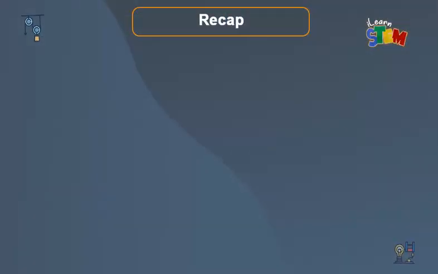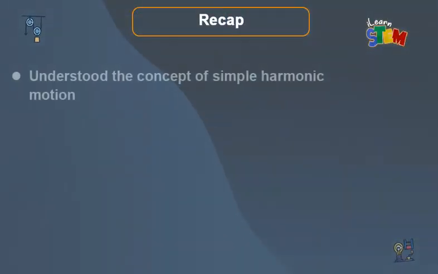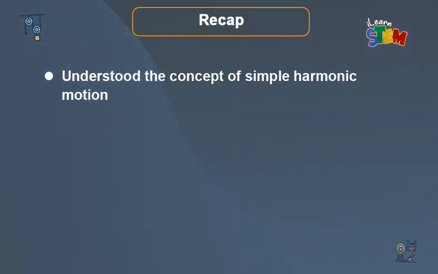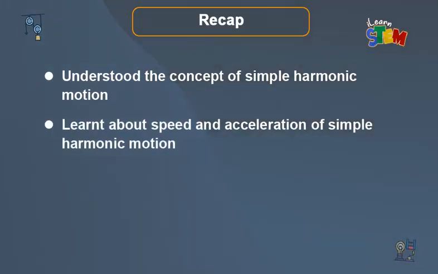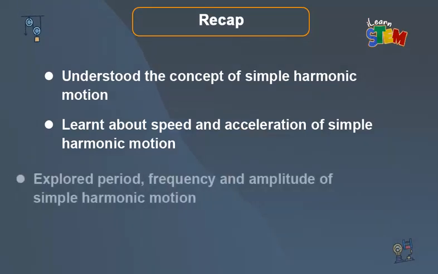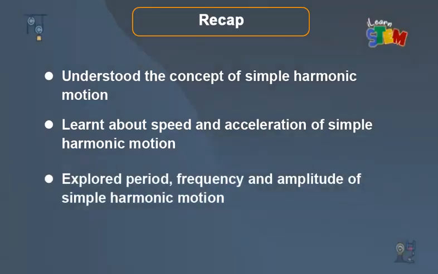In our last lesson, we understood the concept of simple harmonic motion. We learnt about speed and acceleration of simple harmonic motion. We also went further to explore period, frequency, and amplitude of simple harmonic motion. And it was very interesting.